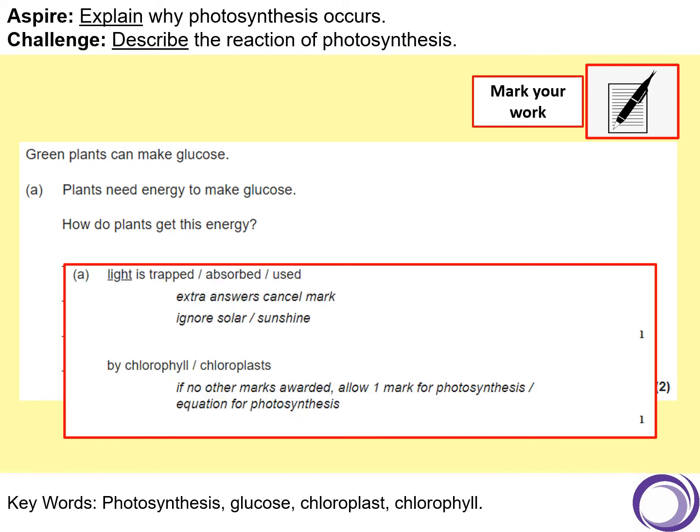Okay, guys, so how plants get this energy is they get it by trapping the light, and it gets trapped inside the chlorophyll, which is inside the chloroplast of the plant. So you get 1 mark for saying that the light is trapped, and then by the chlorophyll, which is obviously inside the chloroplast, gets you the 2nd mark.